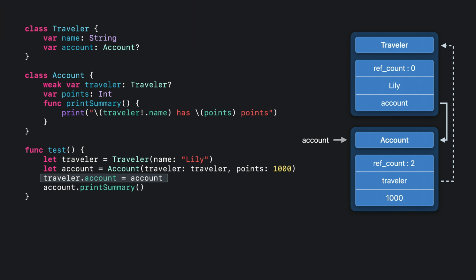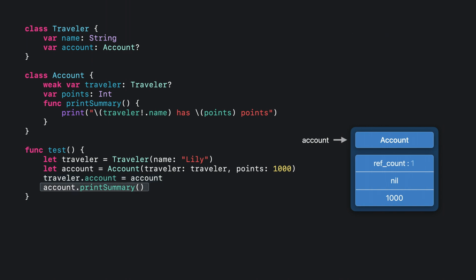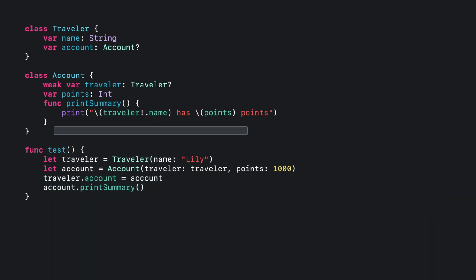After this, the reference count of the traveler object can drop to 0 if the compiler inserted a release immediately after the last use. If the reference count has dropped to 0, access to the traveler object via the weak reference will be nil, and the traveler object may be deallocated. So when the print summary function is called, the force unwrap of the weak traveler reference will trap, causing a crash.